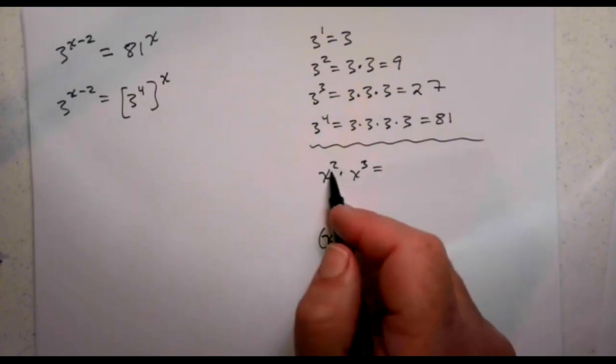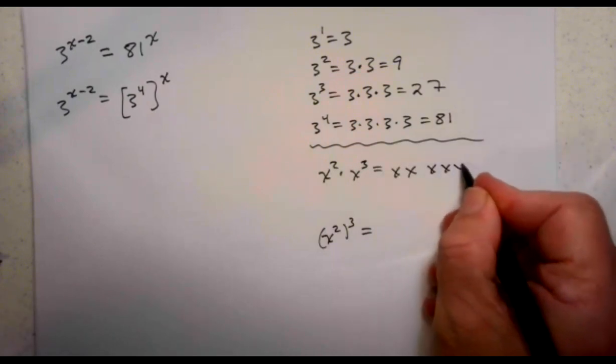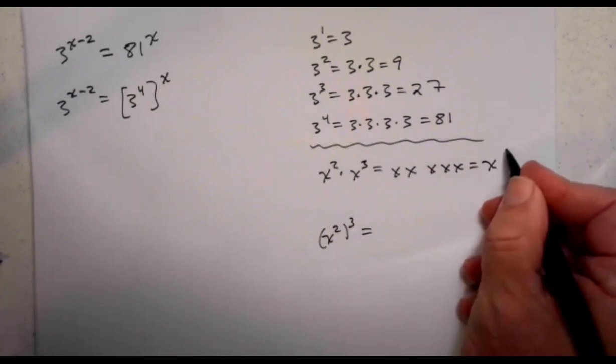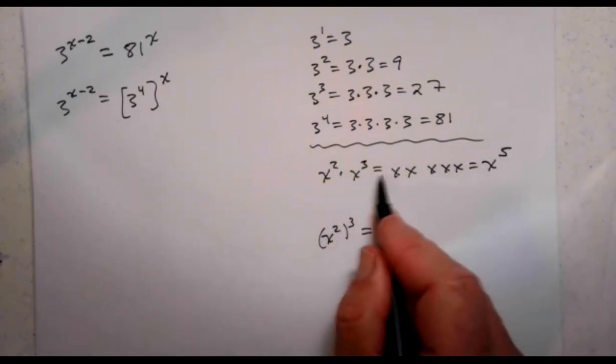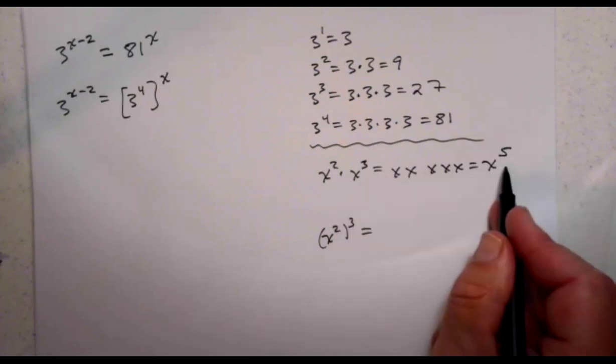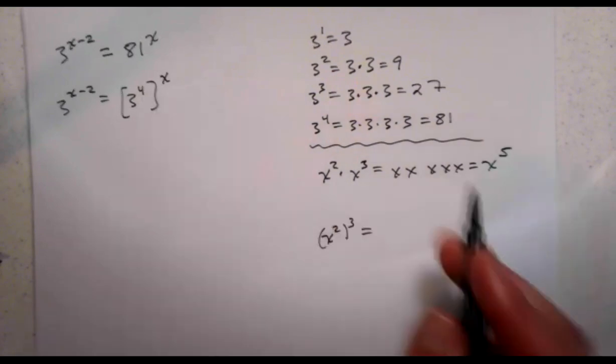Well, x to the second means x times x. X to the third means x times x times x. So that's x to the fifth. And of course, 2 plus 3 is 5, which reminds us if the bases are the same and you're multiplying, add the exponents. But here, we're raising a power to a power, which is what we're doing here.